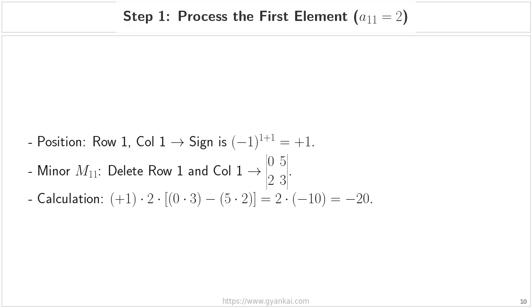Finally, let's put it all together for the calculation. We take our sign factor of +1, multiply it by our element, which is 2, and then multiply that by the determinant of our remaining 2 by 2 matrix. To solve that small determinant, we multiply 0 by 3 and then subtract the product of 5 and 2. This gives us 0 minus 10, which is negative 10. When we multiply our initial 2 by negative 10, we get a result of negative 20 for this first part of our expansion. Keep this number in mind, because in the next step, we will repeat this exact same process for the second element.